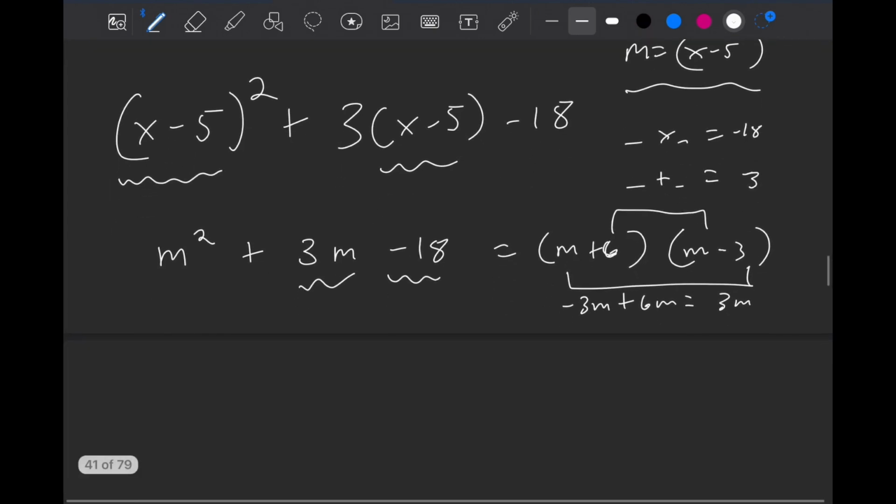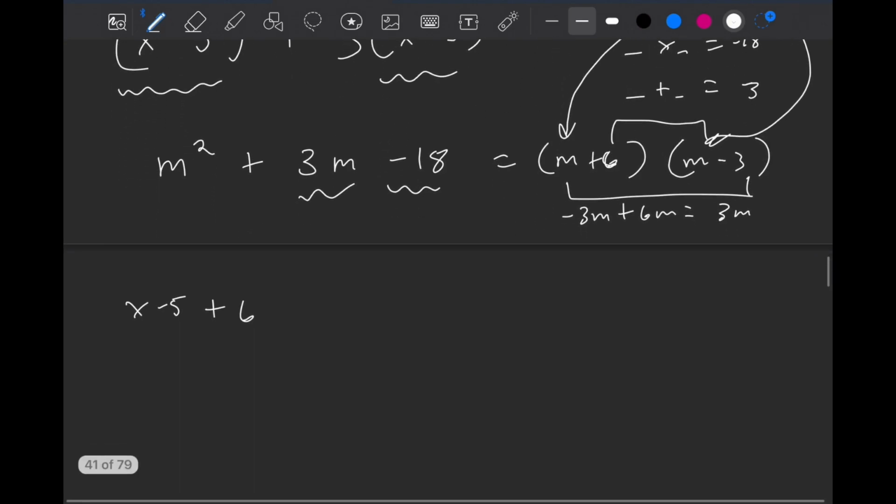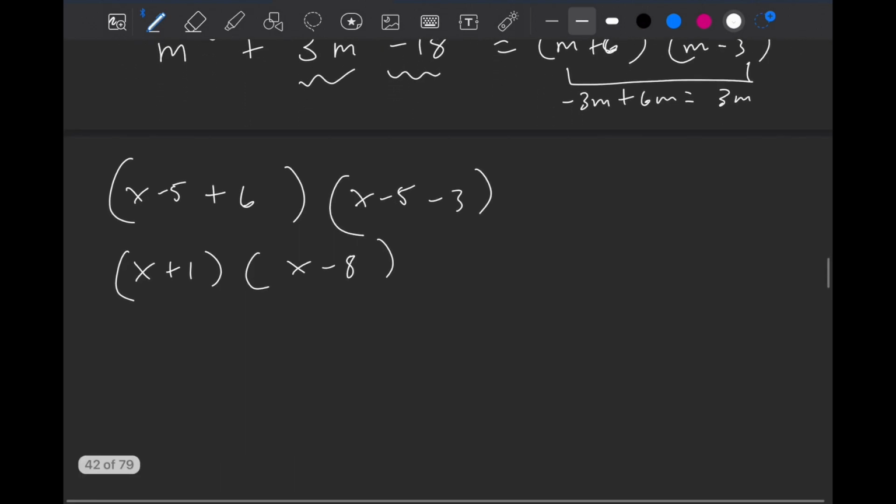So now, wherever I see an m, I'm going to substitute it in. So it's going to be x minus 5 plus 6, which can be simplified to x plus 1. And then the other bracket will be m, and that's going to be x minus 5 minus 3, which can be simplified down to being x minus 8. And that's our final answer.